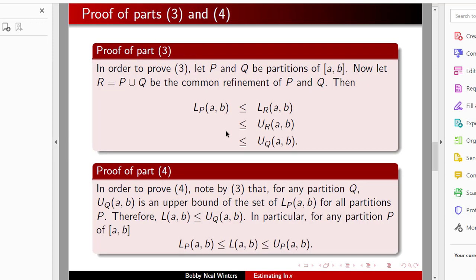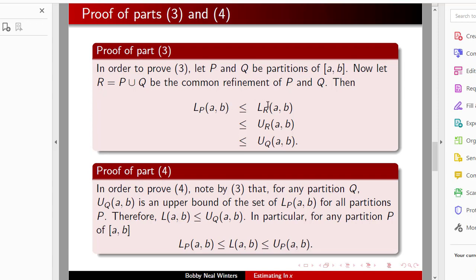Okay, now in order to prove part 3, let's just take any old partitions P and Q of [a,b]. They don't necessarily have to be related to each other. Now let R be equal to the union of P and Q. R will be called the common refinement of P and Q. And so what we can do here, it just rolls out.